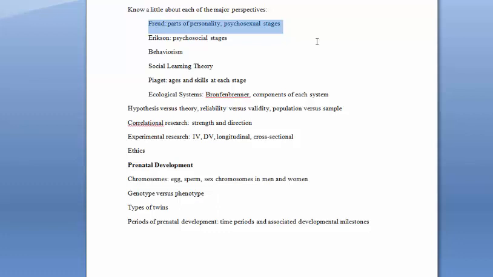So during each stage, there is a particular emphasis. During the oral stage, the baby is meeting his or her needs by chewing on things, putting things in their mouth. During the anal stage, that's when potty training is happening. During the phallic stage, that's where, according to Freud, kids become aware of their genitals and aware of their sexual urges. Once again, this is according to Freud.